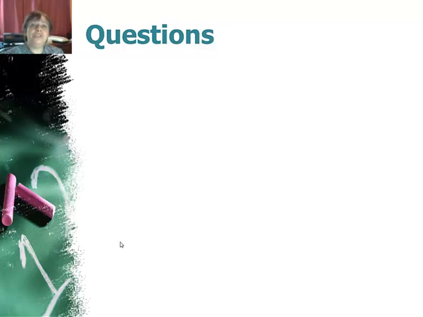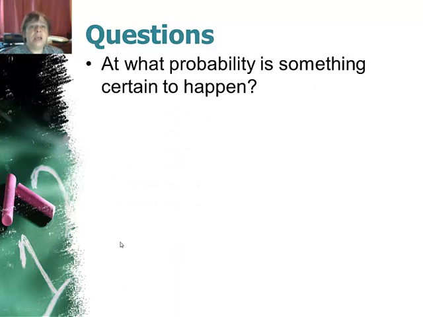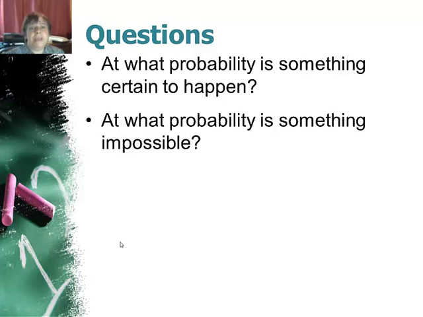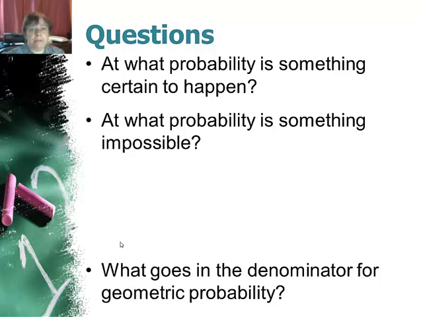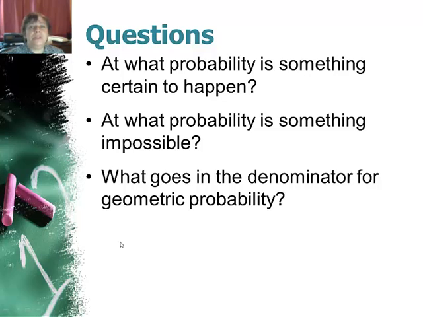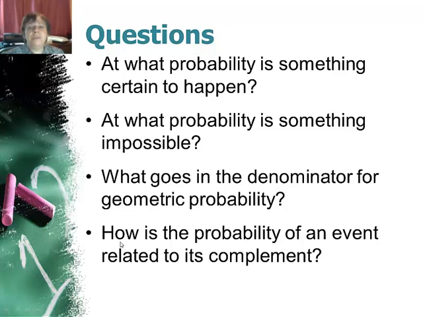Now, some questions on this first page of notes. At what probability is something certain to happen? It must happen at what probability? At what probability is something impossible? Will it not happen? What goes in the denominator for geometric probability? And how is the probability of an event related to its complement?